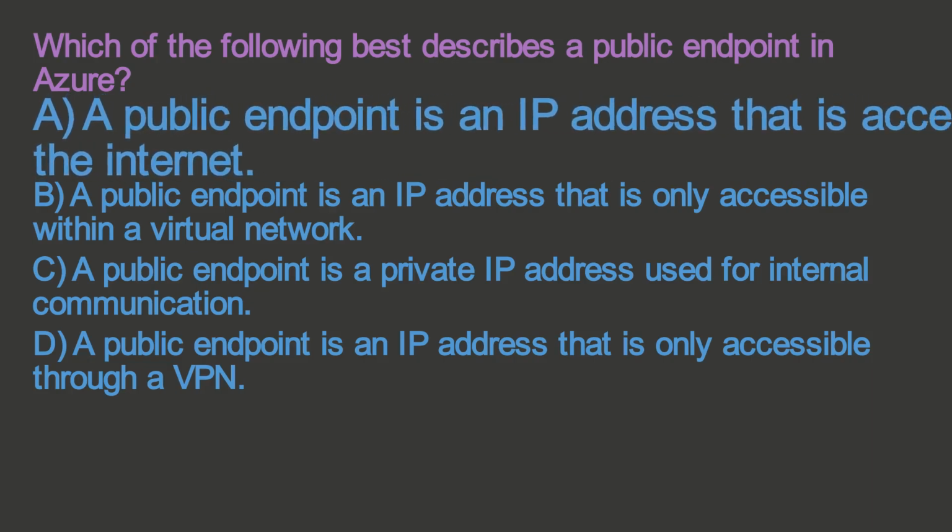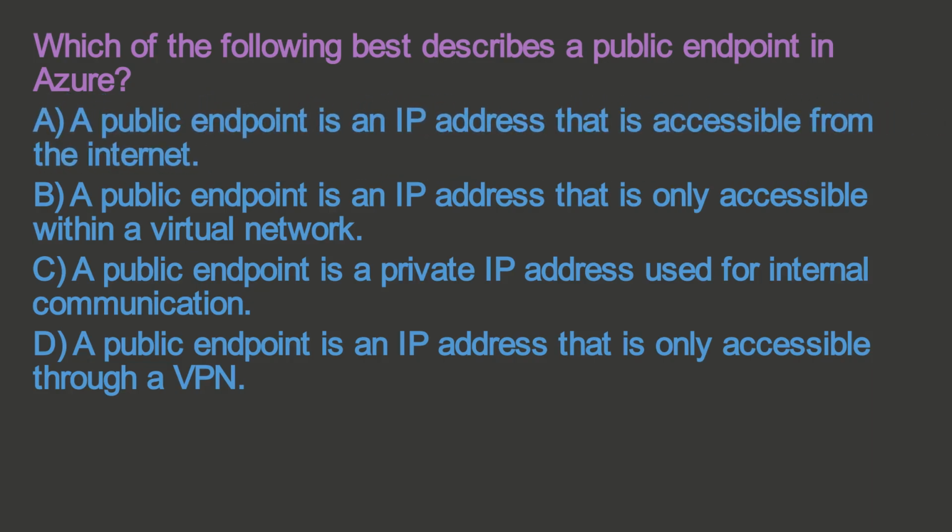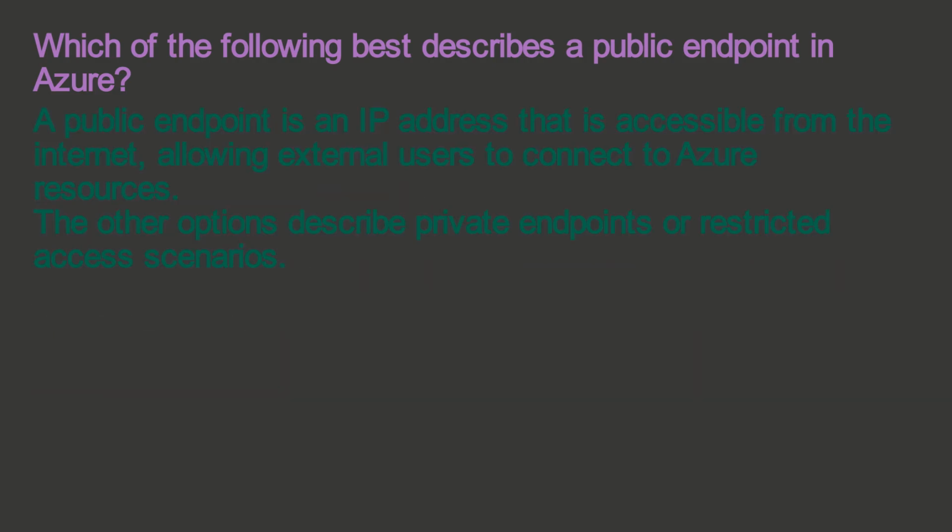The correct answer is A. A public endpoint is an IP address that is accessible from the internet, allowing external users to connect to Azure resources. The other options describe private endpoints or restricted access scenarios.